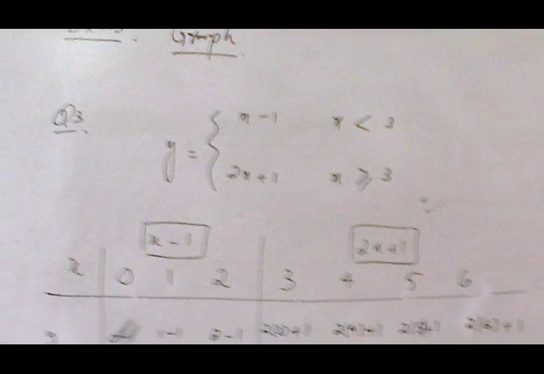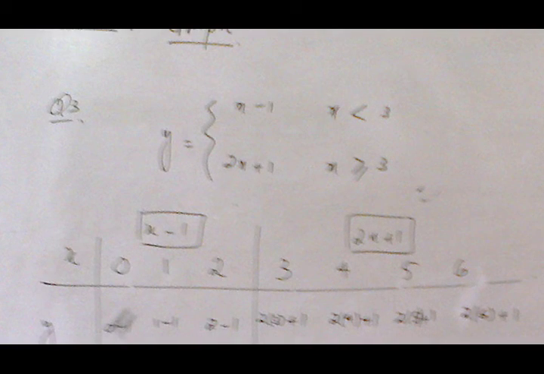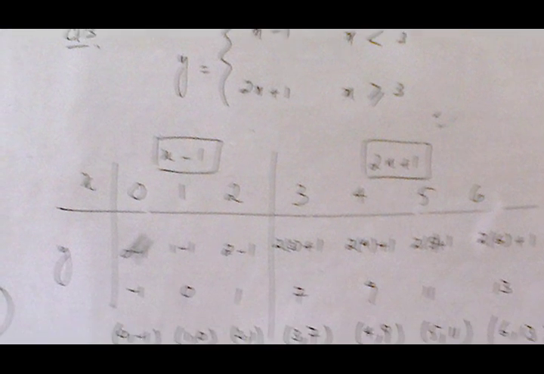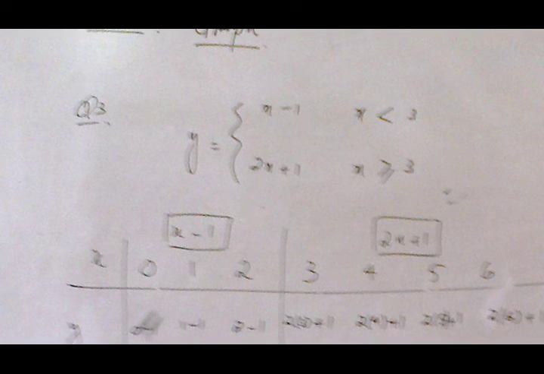Now we draw the graph of a piecewise function. Its limit is 3. We mark in the domain 3, and 3 values on the left side and 3 values on the right side. We have a limit. We put less than 3 in x minus 1 and greater than or equal to 3 in 2x plus 1. Less than 3 we have 0, 1, 2, and greater than 3 we have 4, 5, 6.